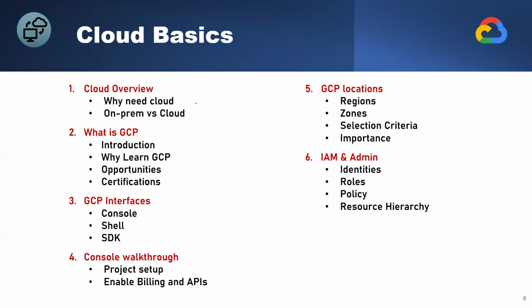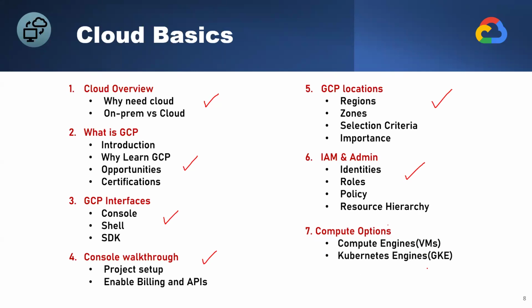Okay, so we will be working on the cloud overview, what is Google Cloud Platform, GCP interfaces, console walkthrough, GCP locations, IAM and admin. These we are going to discuss in detail, and module 7 is for you to get some idea. It is not covered very clearly because this is not required for you. It is what is a VM, what is Google Kubernetes Engine, what is App Engine, what is Cloud Functions, to get some idea. So this is not fully covered.